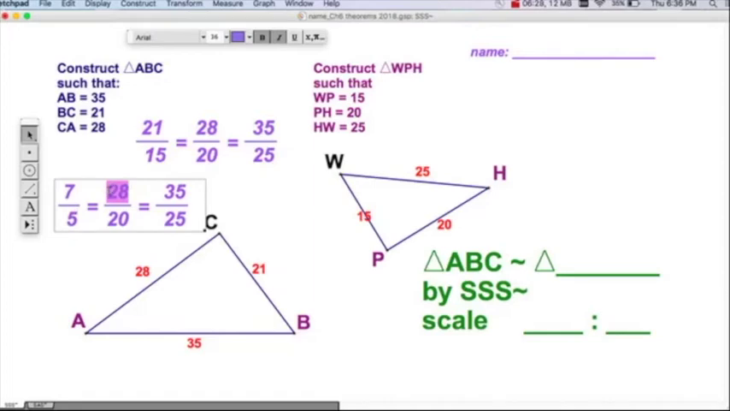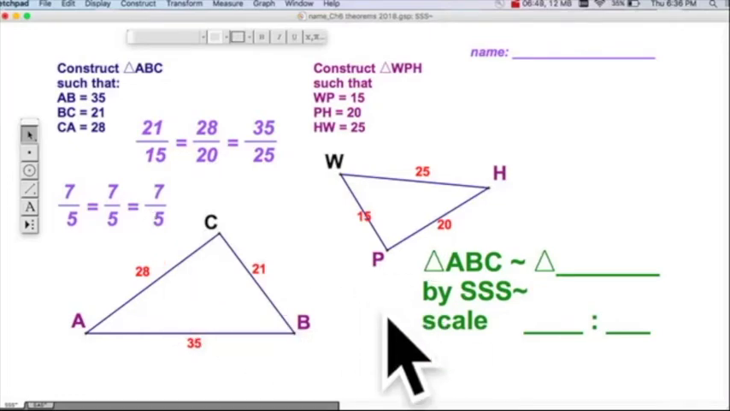Divide out the 7's. Divide out the 4's. What do you got there? 7, 5. Divide out the 5's. What do you got? 7 and 5. So heavens to Murgatroyds, you can see this. All these ratios are the same. This is confirming by side, side, side that these two triangles are similar.